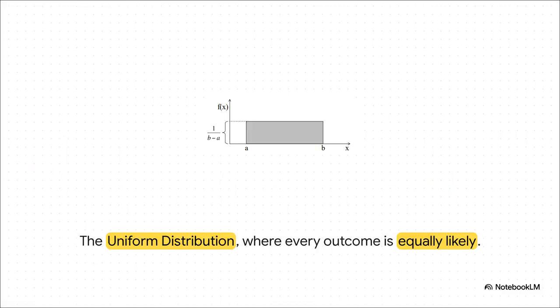All right, now let's flip the script and look at a completely different shape, the uniform distribution. If the bell curve is all about things bunching up in the middle, this one's the exact opposite. Here, every single outcome has an equal shot, which gives us this very distinct, flat, rectangular shape.